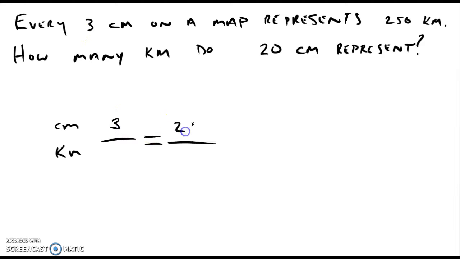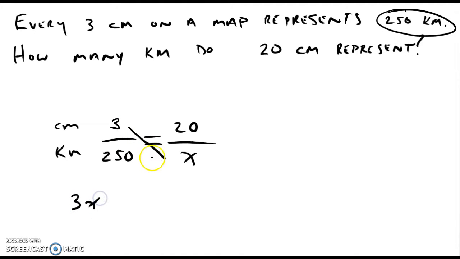and 20 centimeters. Does 250 kilometers go with the 3 or with the 20? Every 3 centimeters on a map represents 250 kilometers, so it goes with the 3. How many kilometers do 20 centimeters represent? We don't know how many kilometers, so we're going to put an x here. Now let's solve this by cross-multiplying. 3 times x is 3x, and 250 times 20 is 5,000.